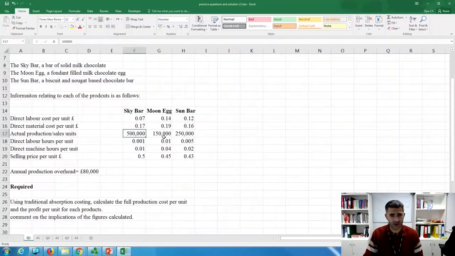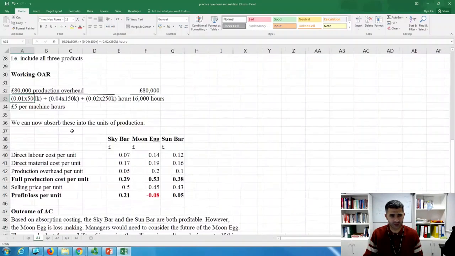Do the same for the moon and the same for the sun. If you add them together, this is 16,000 machine hours. So £80,000 divided by 16,000 machine hours is £5 per machine hour. It doesn't mean that we pay £5 per machine hour. No, not really. This is the overhead absorption rate. We use £5 in order to absorb. We'll look at it in a bit.